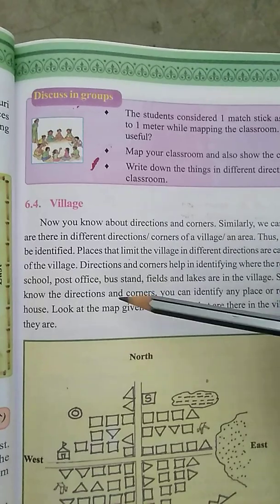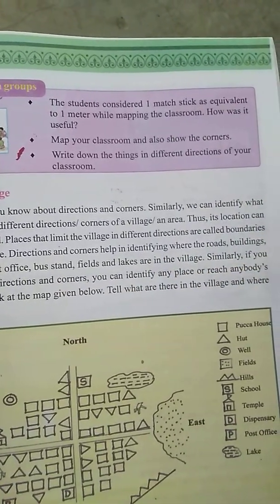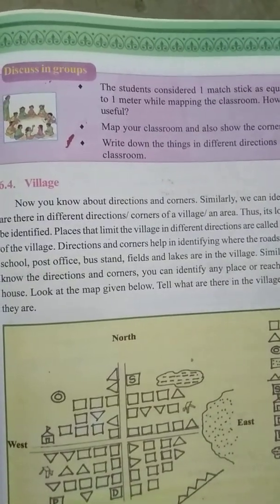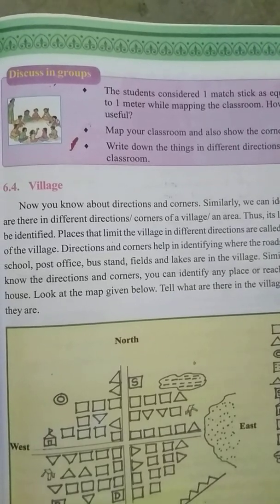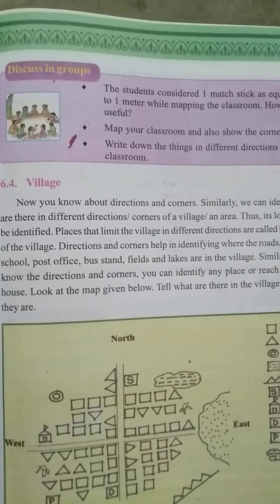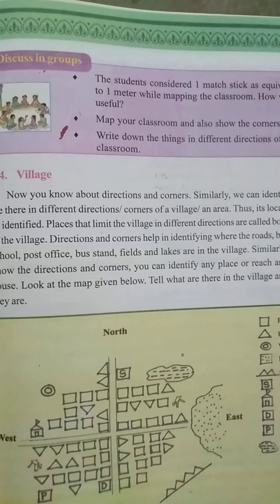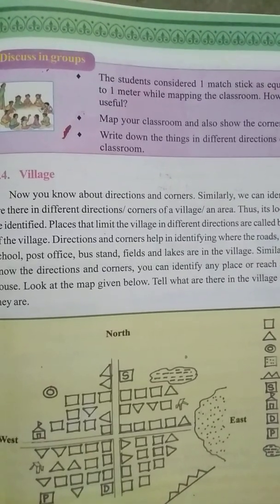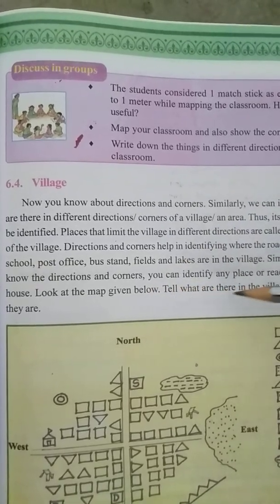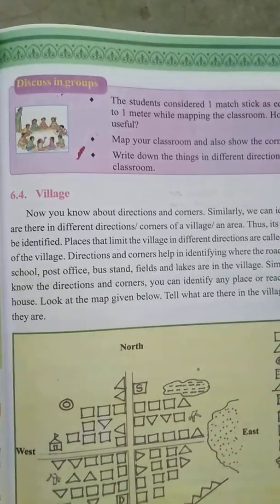Similarly, if you know the directions and corners, you can identify any place or reach anybody's house. If you know, children, all these 4 directions and their 4 corners, you will not get confused at any time. If you want to go to your friend's house, you can go easily because you now know the directions and the corners. Now look at the map given below. Tell what is there in the village and where they are.